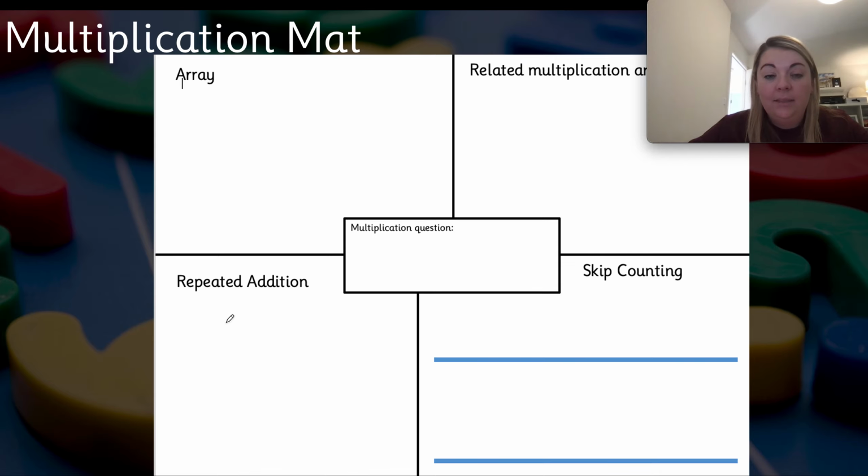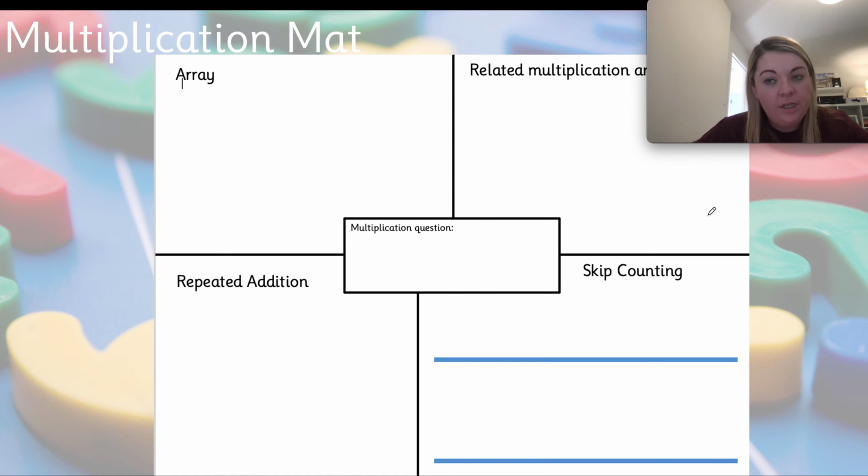3 6 times. Okay? So I'm going to show you, give you a question, and I'd like you to fill in your multiplication mat, and then we'll go through this together. So the question I'd like you to try is 4 times 7, or 4 groups of 7. So I'd like you to draw something in each of your multiplication mat squares to help you solve this question. So pause the video please and come back to me when you're finished. Okay, let's have a look and see how we got on.